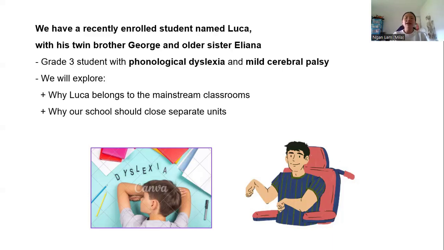I'm Mila. As you may have known, we have a recently enrolled student named Luca with his twin brother George and older sister Aliana. Luca is a grade 3 student with phonological dyslexia and mild cerebral palsy. So there have been some discussions among teachers and parents about whether Luca should join the mainstream classroom or the separate units. And so as an advocate of inclusive education, in this video I'm going to share with you why I strongly believe that Luca belongs in the mainstream classroom and why our school should close the separate units.